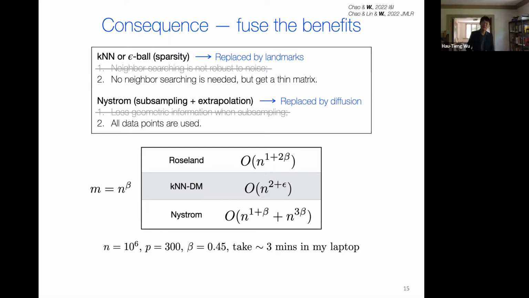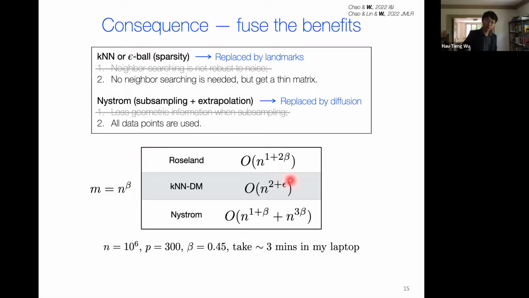And if you do some simple calculation, suppose the number of landmarks m is written as n raised to the power beta, and beta is less than 1, then you get the following complexity. For KNN-based diffusion map, no matter how hard you try, with sparsity, the complexity is roughly n to the power 2 plus epsilon, but Roseland becomes n to the power 1 plus 2 beta, which comes from the SVD decomposition. And if beta is less than 1/2, then you see the algorithm becomes fast.